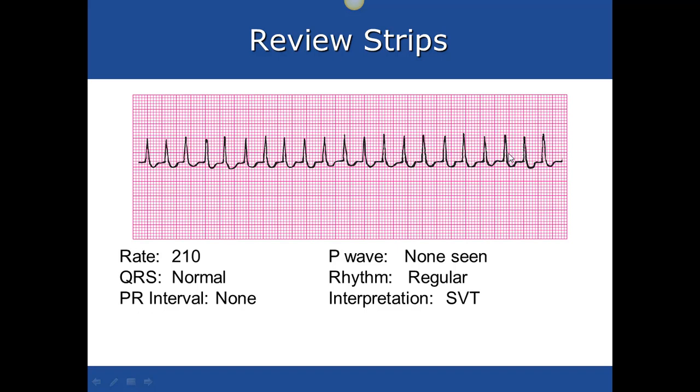So we look at the entire 6-second rhythm. The rhythm itself is regular. If we measure it out, we'll see that it is regular. And because there are no P waves, we have no PR interval. Therefore, this is rapid, very rapid. It is regular. We don't see any P waves there. This is a supraventricular tachycardia. We know that it is originating above the ventricles primarily because the QRS itself is narrow. Supraventricular tachycardia, or SVT.